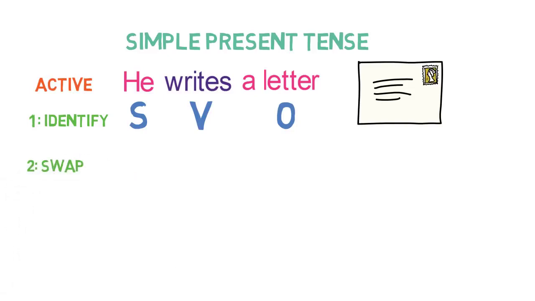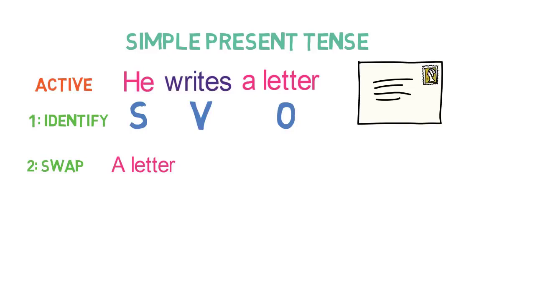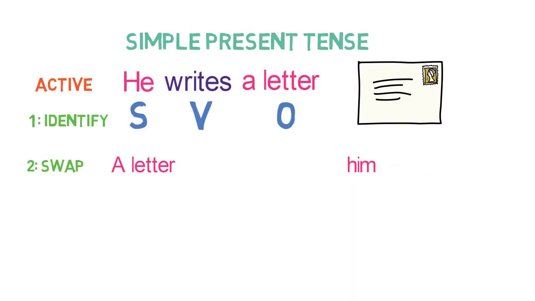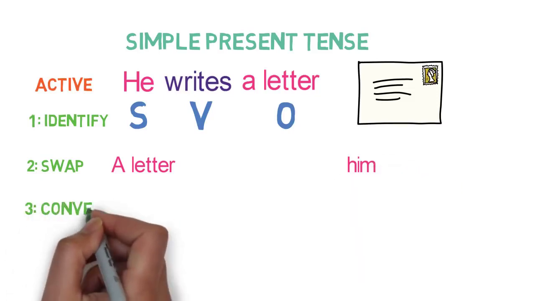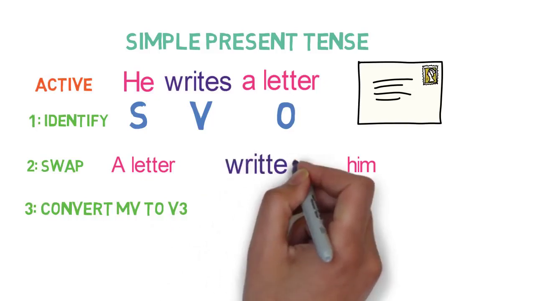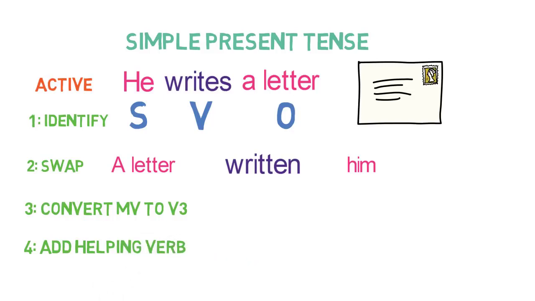Second, swap. Now, we need to swap object to subject and subject to object. So, a letter will come at the first place and he will be turned into him and positioned last where the object was. In step 3, we need to convert the main verb to the third form. So, it will be written. In step 4, we need to add a helping verb. So, it will be is written as it is simple present tense.